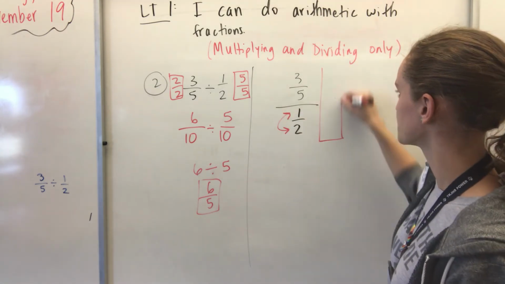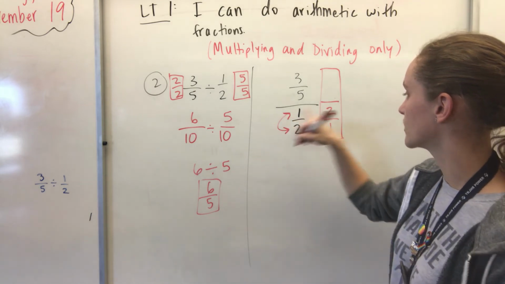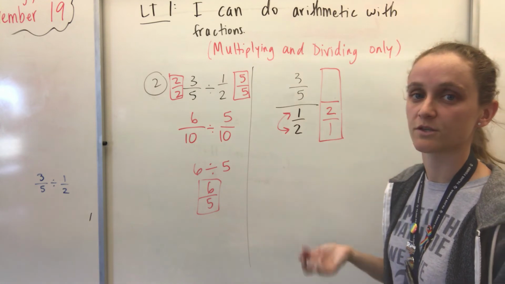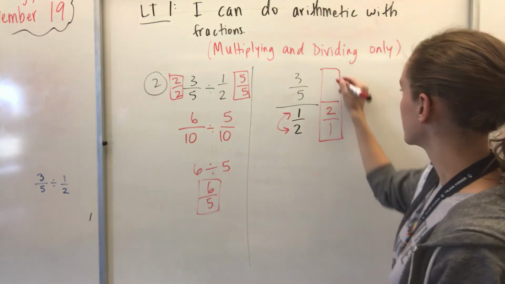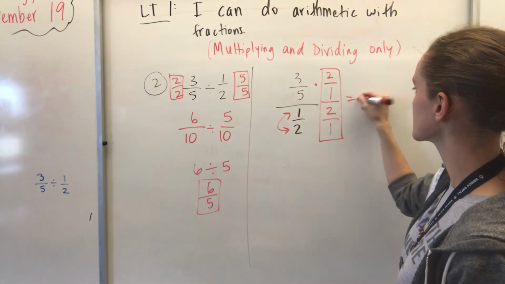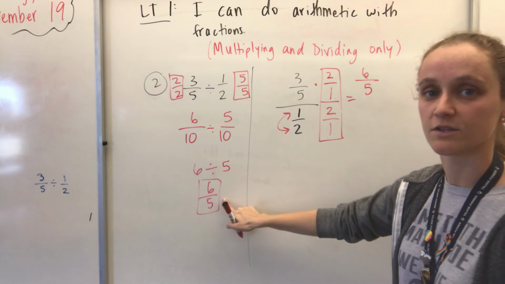So if I have my supergiant 1, I multiply by 2/1 because 1 times 2 is 2. 2 times 1 is 2, and 2 divided by 2 is 1, so they just go away. And same thing up here. So I multiply across, 3 times 2 is 6, 5 times 1 is 5, and then I got the same answer as over here.